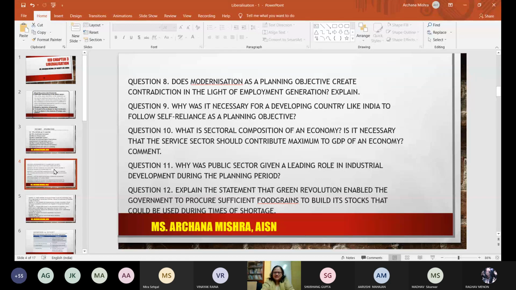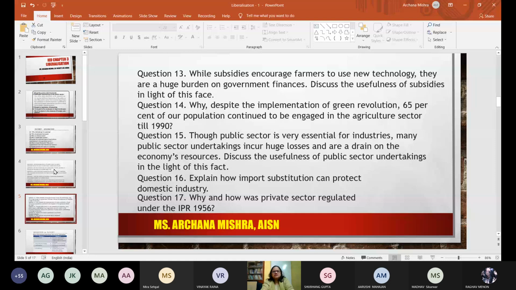Then question number 12 we have discussed in detail. Question 13 also we have discussed. Then children, questions like 14 and 15: why despite the green revolution we had a huge number of people employed in the agriculture sector. So here you will talk about two very important things. One is disguised unemployment, and second is that although the agriculture sector was shrinking, the industrial sector was not big enough to absorb, not capable of absorbing the people who are migrating from rural areas.